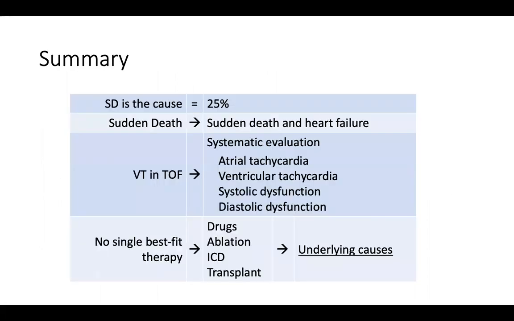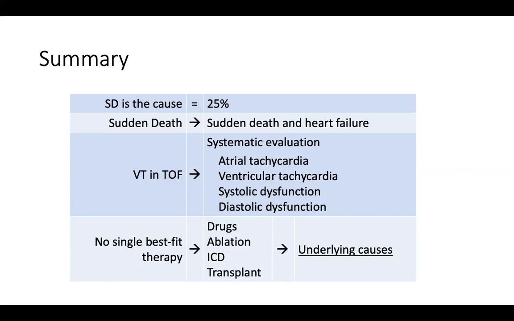So in summary, sudden death is the cause in about 25% of adults with congenital heart disease. That means it's an important number, and they aren't dying at 95. They're dying younger, and we want to prevent it. We, as electrophysiologists, would like to continue this trend of sudden death becoming sudden death plus heart failure, not because I want anyone to have heart failure, but because heart failure is a marker that we're preventing sudden death. And that's, as an electrophysiologist, the next first best step for us.